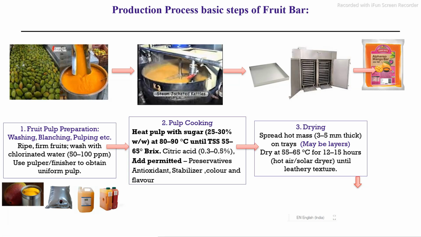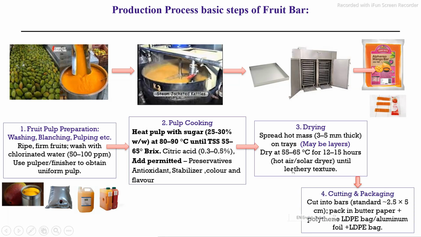And finally, the moisture content of the final product must be not more than 20%, and the final brix of the product is not less than 75%. After the proper drying process, they are cut into the appropriate size as per our requirement, and then finally they are packed into the packaging material and labeling is carried out.